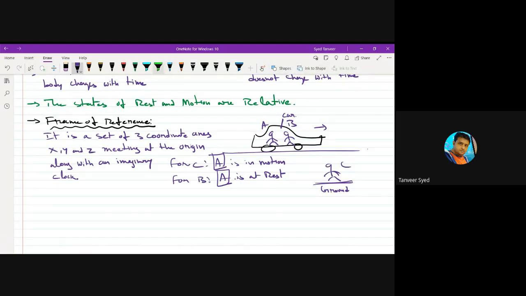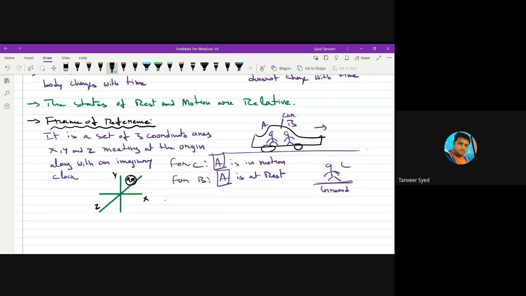So your frame of reference will be something like this. This is the x-axis, this is the y-axis, and this is the z-axis. And imagine that there is a clock here, which is used to measure time. Okay, you call this a frame of reference.